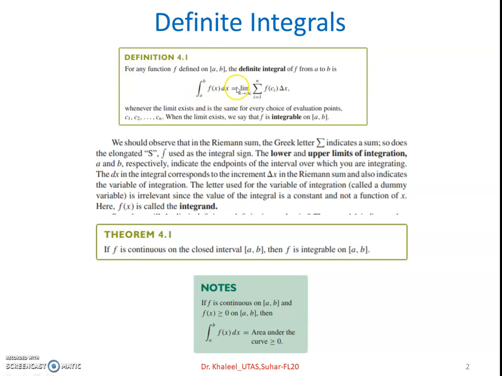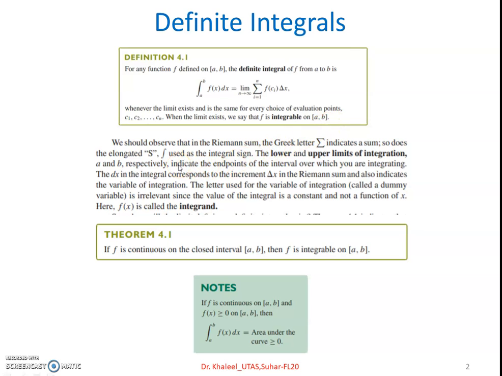This is the same thing as the limit of the Riemann sum. So you know that this is the Riemann sum and this is the limit of that, and we have already seen that this gives me the exact area under the curve above the x-axis from a to b. So when the limit exists, we say that f is integrable on a, b.